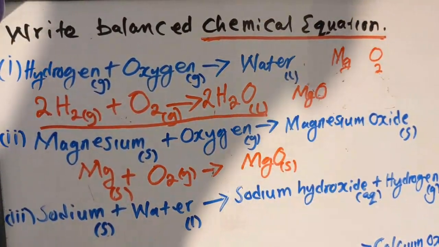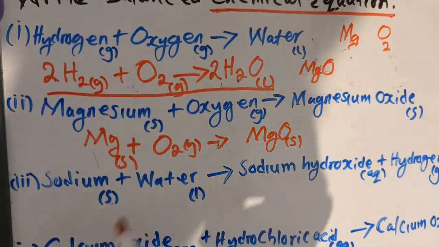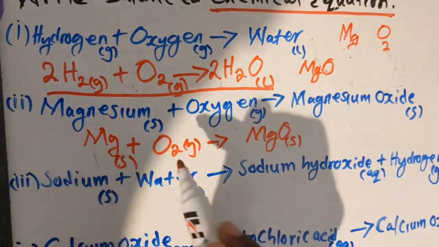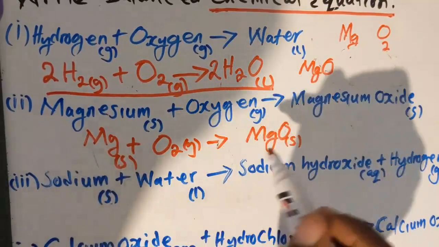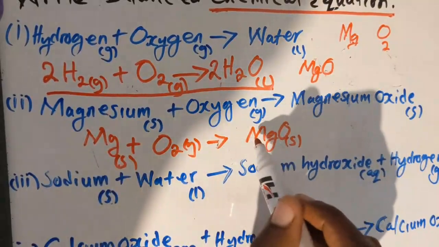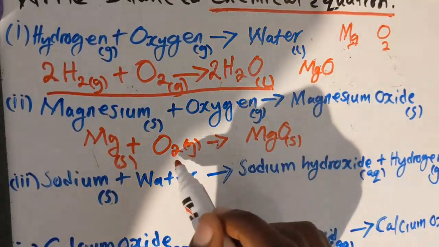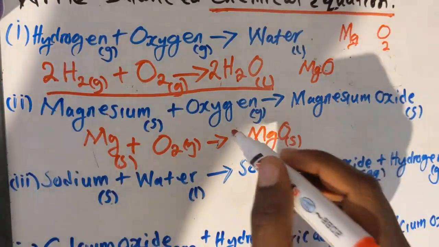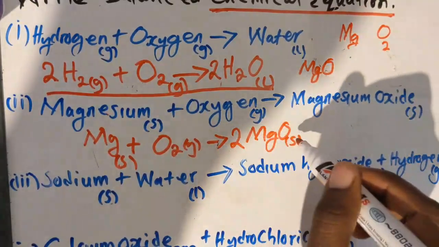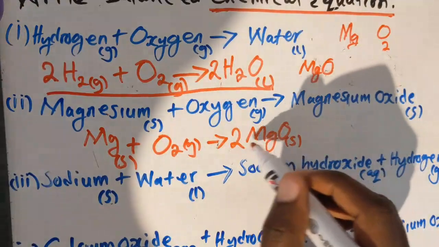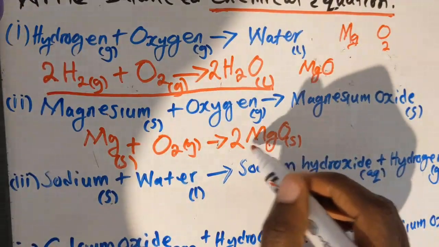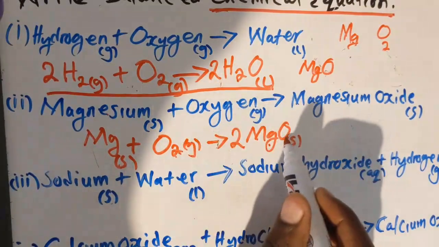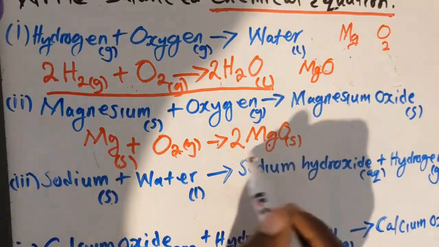Now, is this equation balanced? Okay, so let's check if this equation is balanced. So if we look at here, we have 1 atom of magnesium, and this side we have 1 atom of magnesium. This side we have how many? We have 2 atoms of oxygen. This side we have 1 atom of oxygen. So what do you do? You put a 2, you multiply this by 2, meaning that you have 2 atoms of magnesium and 2 atoms of oxygen. So meaning that oxygen is balanced 2, 2, but magnesium has been affected.